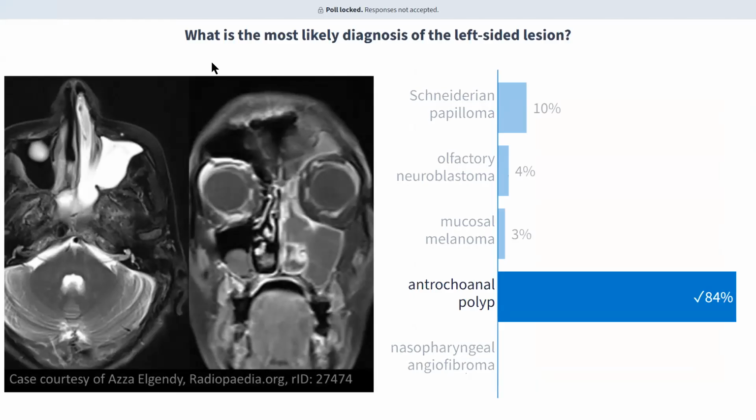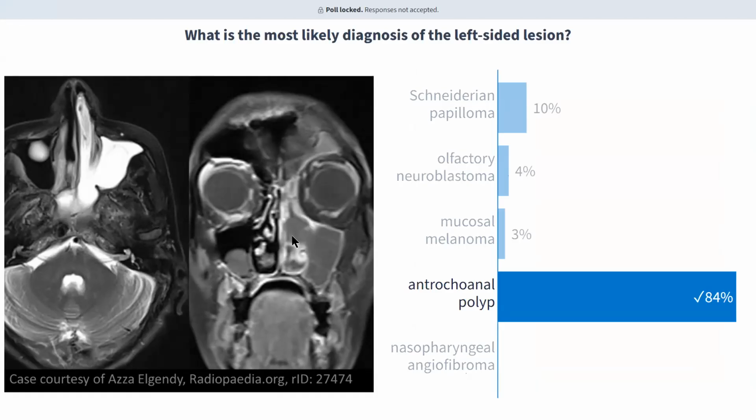Okay, the correct answer is antrochoanal polyp. You guys have this. Vast majority of you got this correct. The imaging finding is this T2 hyperintense structure filling the maxillary sinus, extending out the maxillary ostium, the osteomeatal unit, filling the left nasal cavity, going posteriorly through the choana into the nasopharynx.